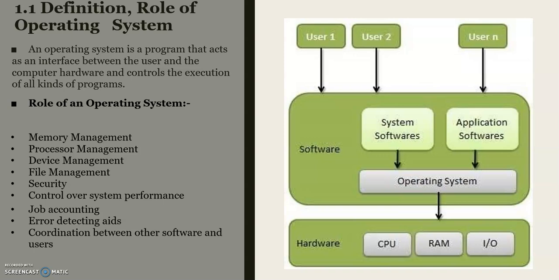Now, which are the different functions of an operating system? The first one is memory management, then processor management, device management, file management, and providing security. Then some control over system performance, that is how exactly the system is performing, then job accounting, which jobs are running, finding and detecting errors, and coordination between other software and the user. These are a few important roles of an operating system. Now we'll see these different roles in detail.